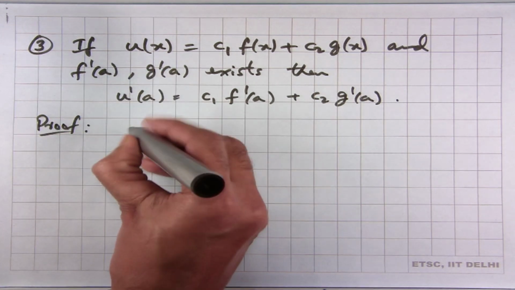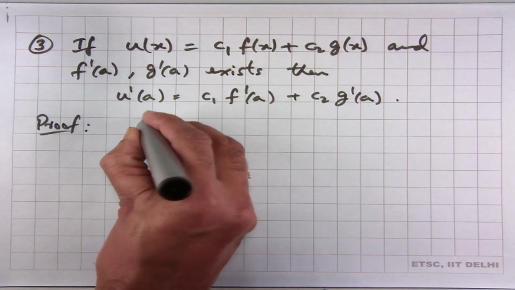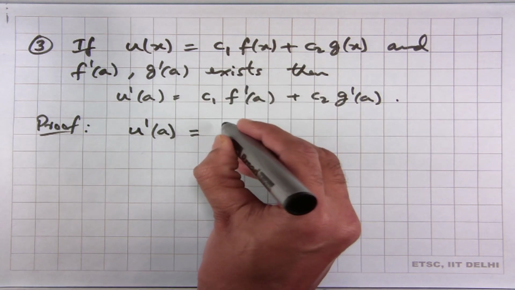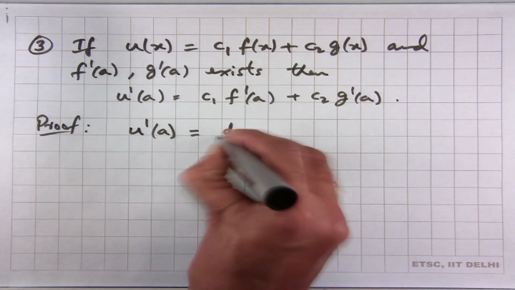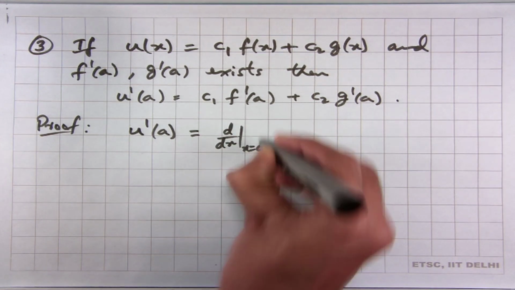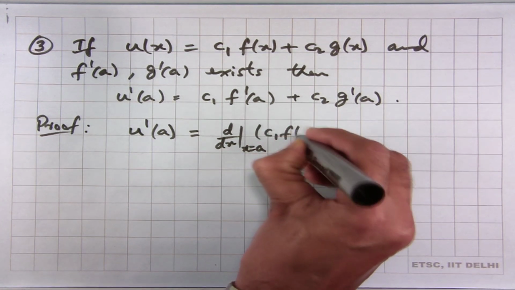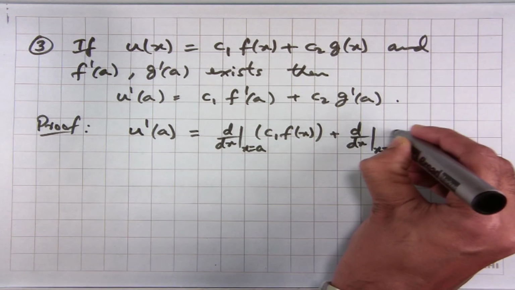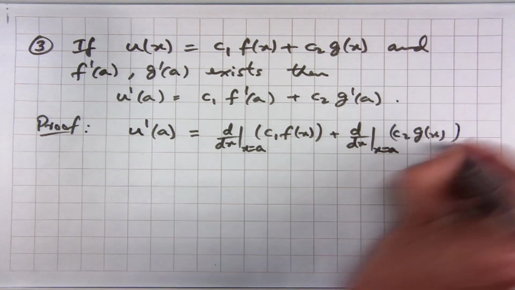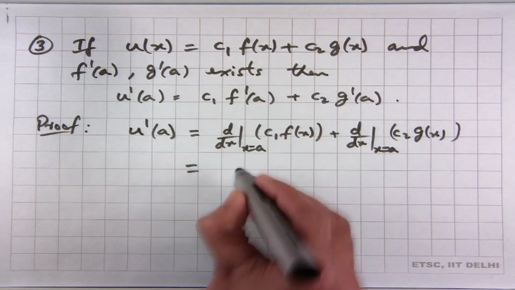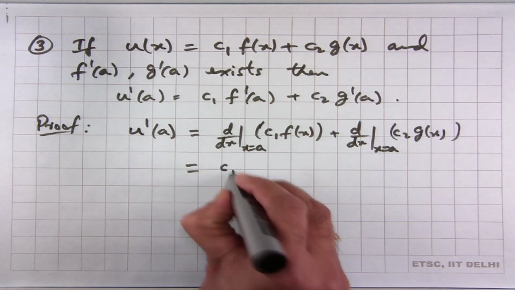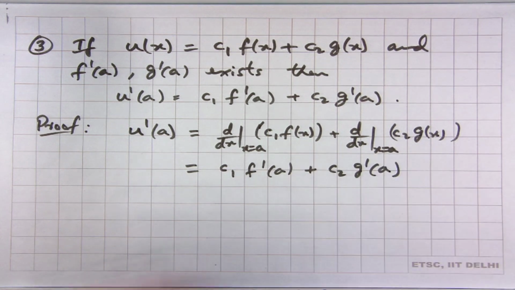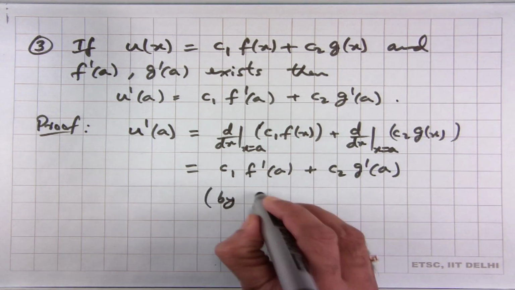So, we know that u prime of a is equal to, by the sum rule, d by dx at x equal to a of c1 f(x) plus d by dx of c2 g(x) at x equal to a, and by the constant multiple rule, this is equal to c1 times f prime a plus c2 times g prime a by the previous two results.